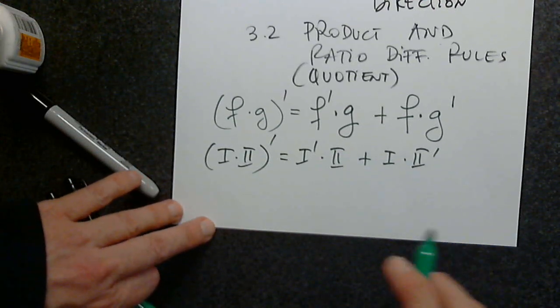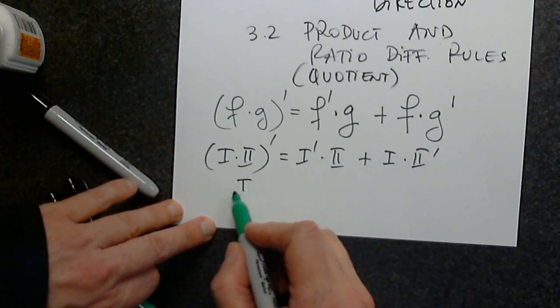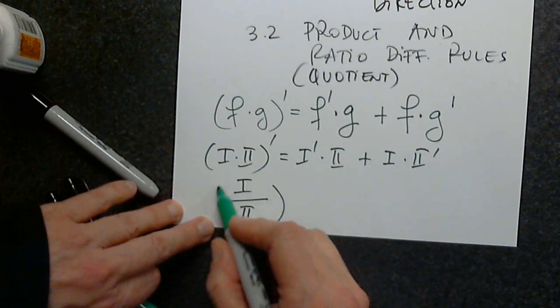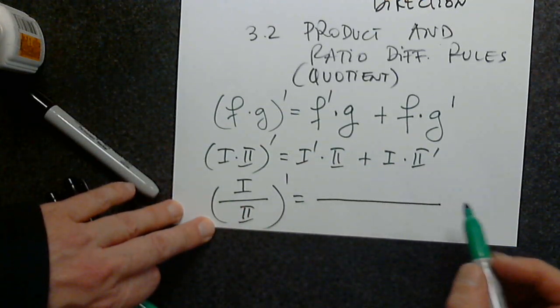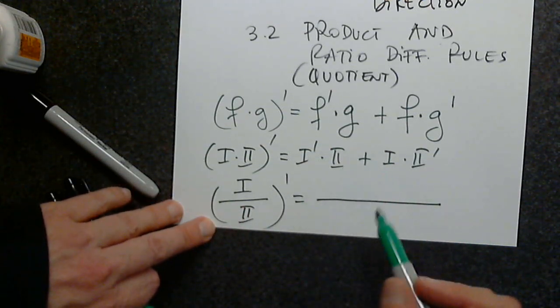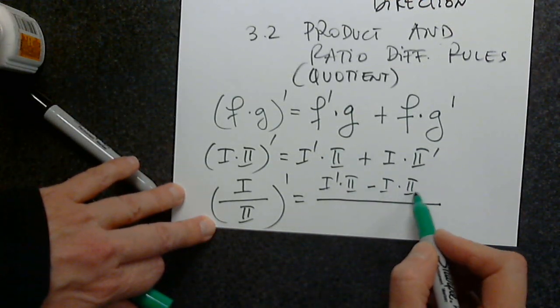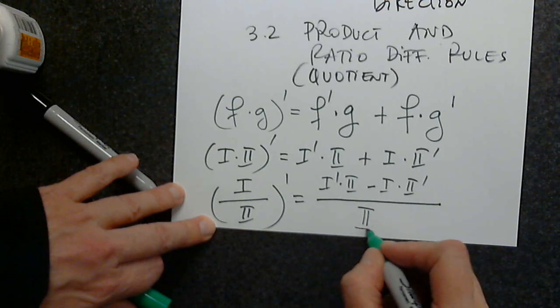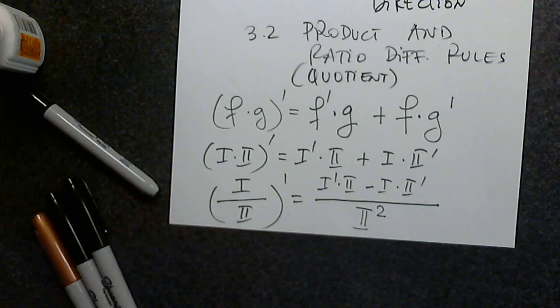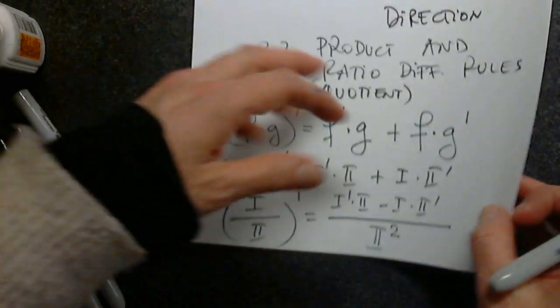You decide. Now for the ratio or quotient, we have sort of the same thing at the top: 1 prime times 2 minus 1 times 2 prime. But the denominator is not differentiated. It's only the second function squared. And I have 2 minutes and I'll show you one example with the quotient.